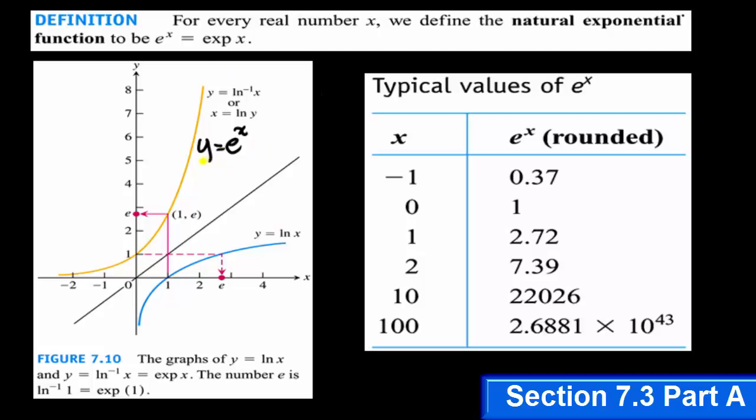So if I interchange the x and the y, so x is equal to e to the y, y would be the natural log of x because you're just interchanging ordered pairs. So if this ordered pair is (1, e), this ordered pair becomes (e, 1). All right? Okay?